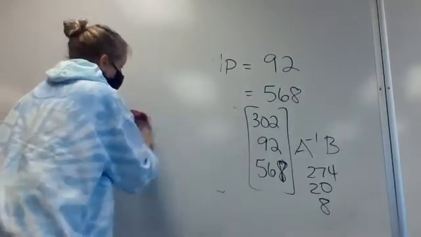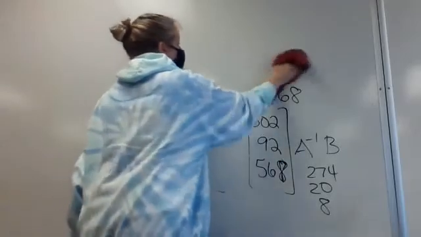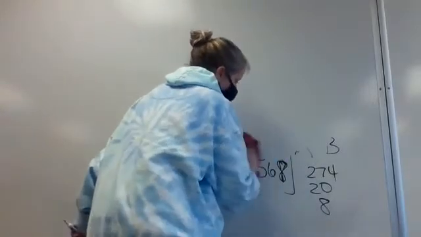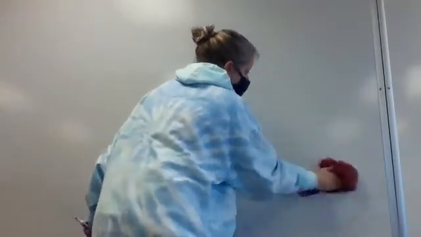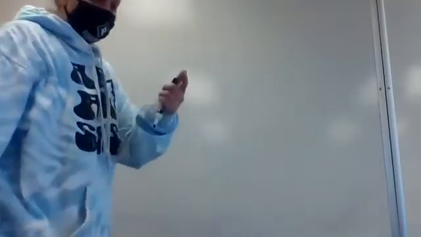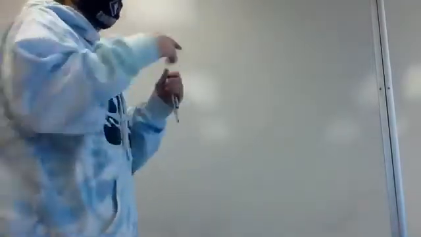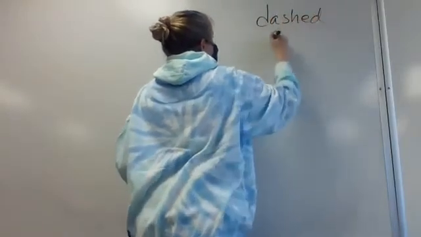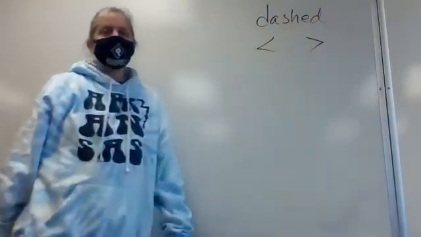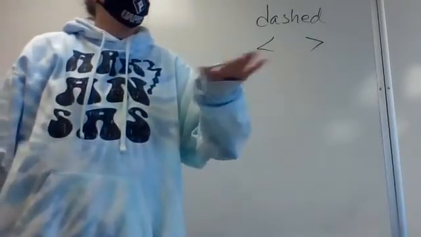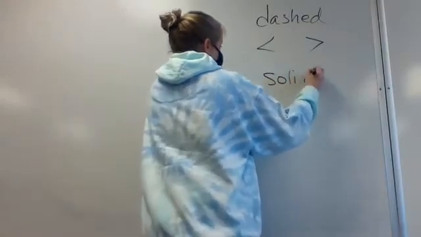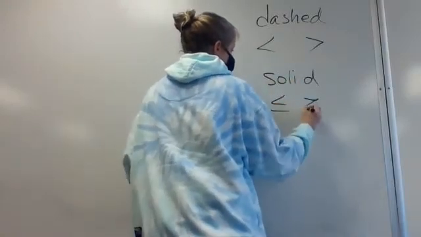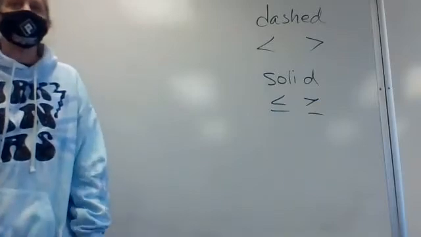So 23 is going to give us an inequality. The first thing we're going to have to do with this inequality is get the y by itself. Okay. Now remember going over the rules of inequality. Sometimes it's dashed. Dashed lines are when there's not an equal to bar. Solid lines are when there is the equal to bar.